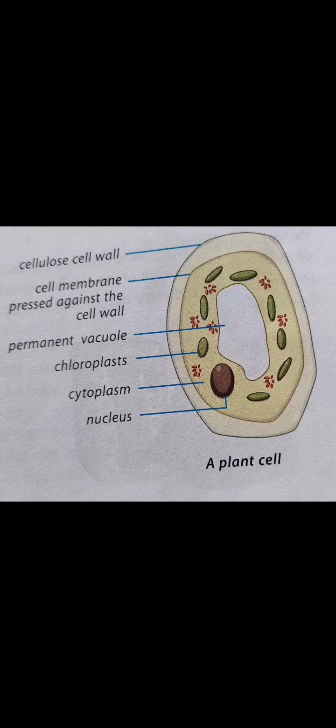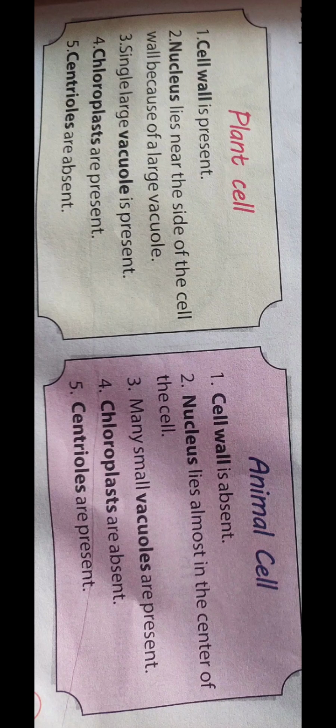Now you have come to know the basic similarities between the animal and the plant cell. The similar structures present are the cell membrane, cytoplasm, and nucleus. In detail, I have already described the structure of the animal cell and the plant cell. The last topic left is the differences between the animal cell and the plant cell. Here in this chart, you can see some differences.